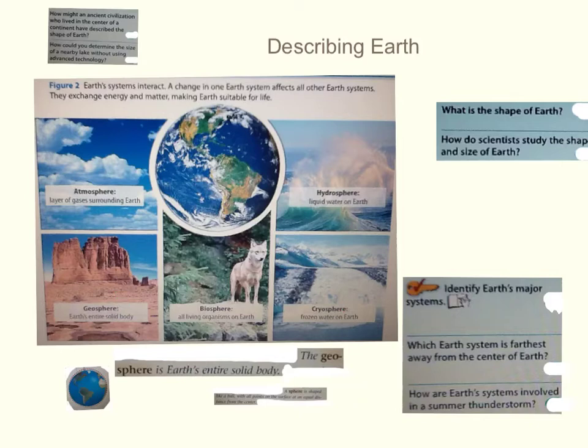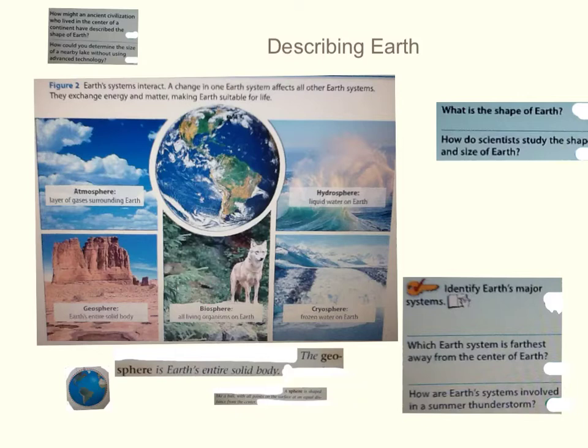The geosphere and the biosphere. The geosphere is Earth's entire solid body. It contains a thin layer of soil and sediments covering a rocky center. It is the largest Earth system. The biosphere includes all living things on Earth. Organisms in the biosphere live within and interact with the atmosphere, hydrosphere, and even the geosphere.